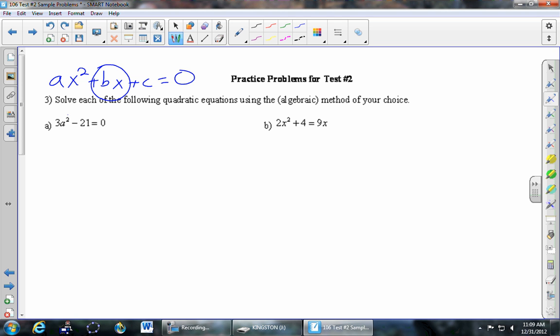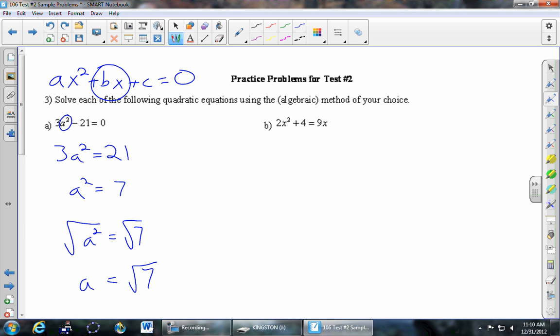If you take a few steps to isolate the a squared, we're going to get there pretty quick. So first I'll add 21 to both sides. Then I'll divide both sides by 3. And then finally take the square root of both sides. I said divide by 3, probably should have done it. Take the square root of both sides, and we get a equals square root of 7. So it's quick, pretty painless.